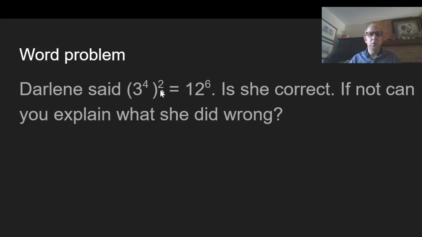So if this is 2 groups of 3 to the 4th, that means I've got a 3 to the 4th times 3 to the 4th. And then if we do that, I would add 4 plus 4, which would give me 8, not 6. Plus, where the heck did that 12 come from? Right? Where did that 12 come from? So she was all confused.